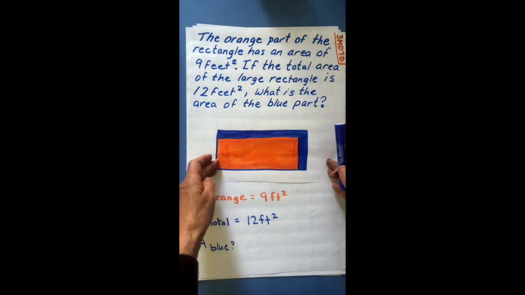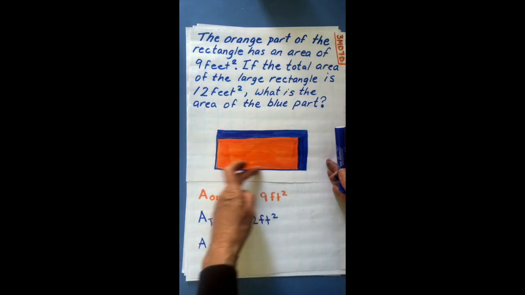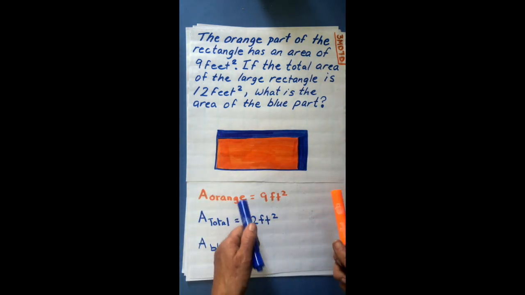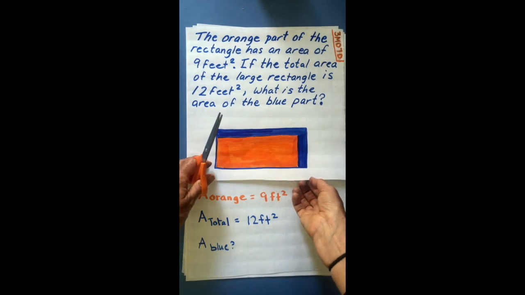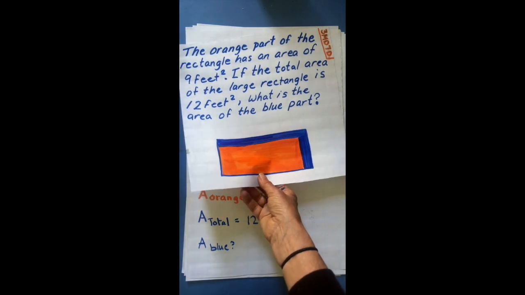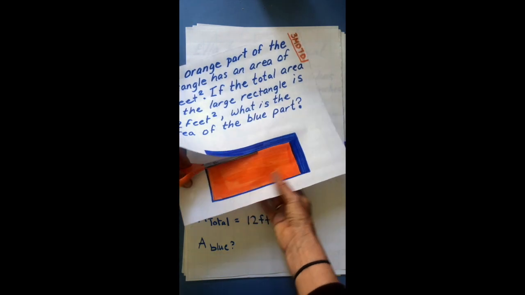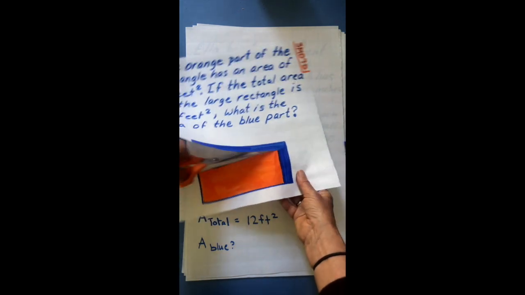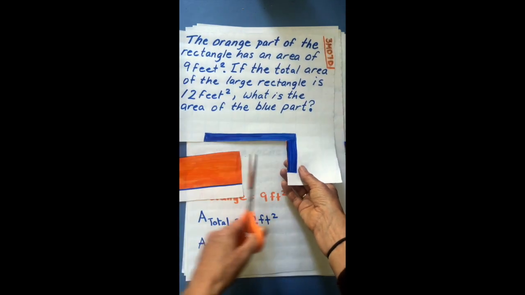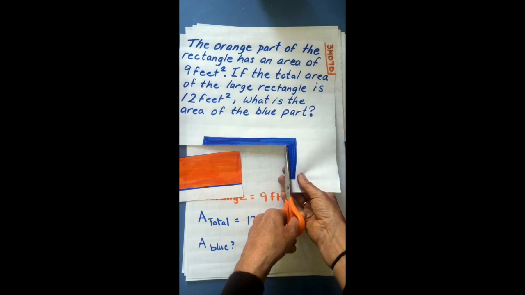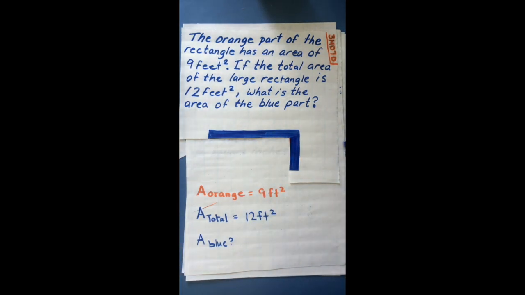Okay, so it looks like all I'd have to do is take the total area and then minus this orange part, and I'd be left with just the blue. So for example, if I took this area and I just cut out the orange part, I'd just be left with that much blue. Okay, they want to know what's the area of that little blue L.